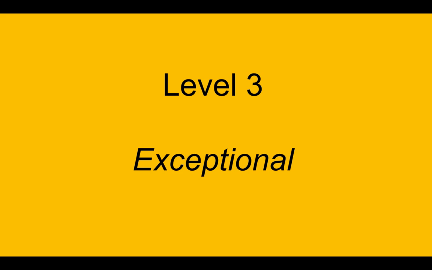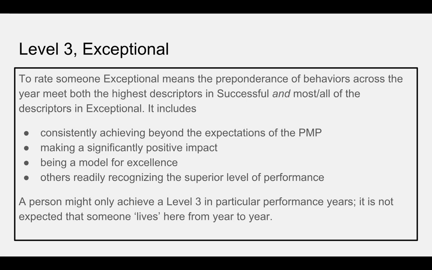Finally, we'll explore level 3, exceptional. To rate someone exceptional means the preponderance of behaviors across the year meet both the highest descriptors in successful and most or all of the descriptors in exceptional. It includes consistently achieving beyond the expectations of the PMP, making a significantly positive impact, being a model for excellence, and others readily recognizing the superior level of performance. A person might only achieve a level 3 in particular performance years. It is not expected that someone lives here from year to year.